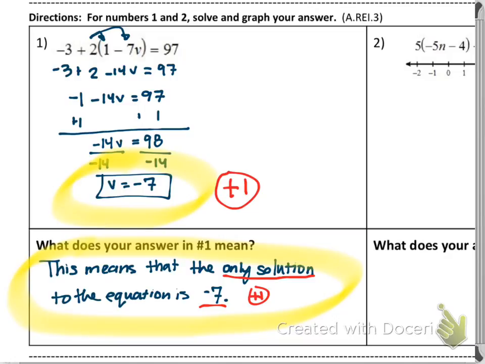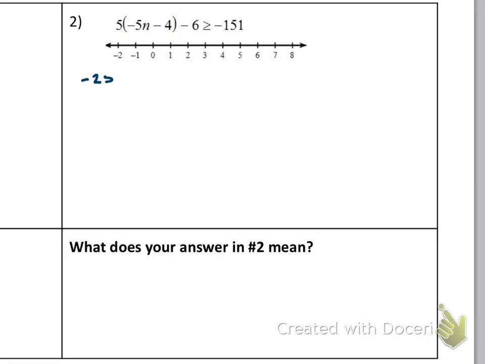Now we're going to move on. Number 2 is already starting, but same idea. I need to distribute this 5 into this term right here. So we're going to distribute this, so you should get -25n minus 20 minus 6 is greater than or equal to -151. I could combine like terms, the -20 minus 6 right here, that becomes -26. I'm bringing down the rest of the problem.